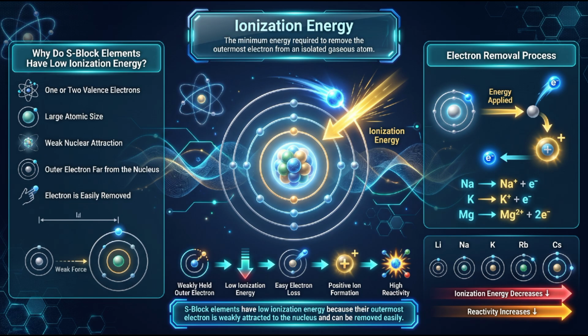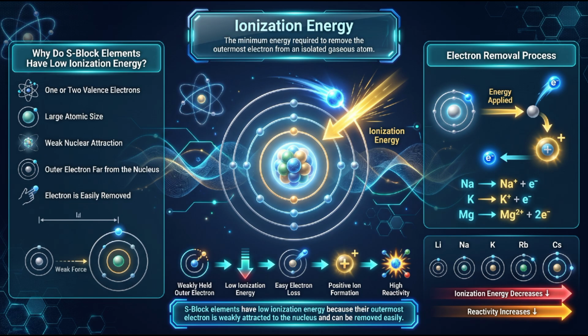The same general trend also occurs in Group 2. Beryllium has the highest first ionization energy in Group 2, while barium has one of the lowest. As we move downward from beryllium to magnesium to calcium to strontium to barium, atomic size increases, nuclear attraction decreases, and ionization energy becomes smaller. Consequently, Group 2 metals also become increasingly reactive down the group.